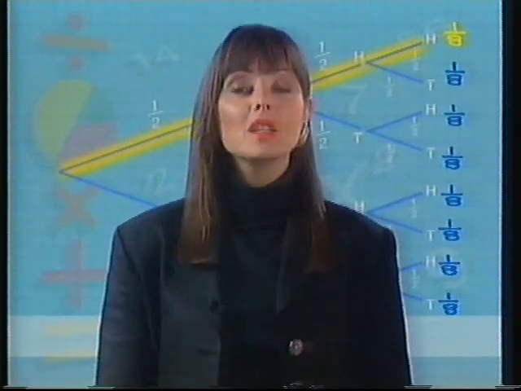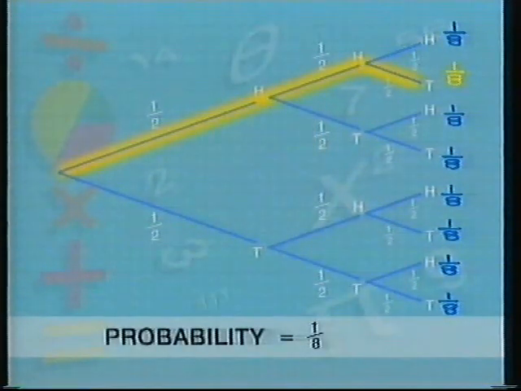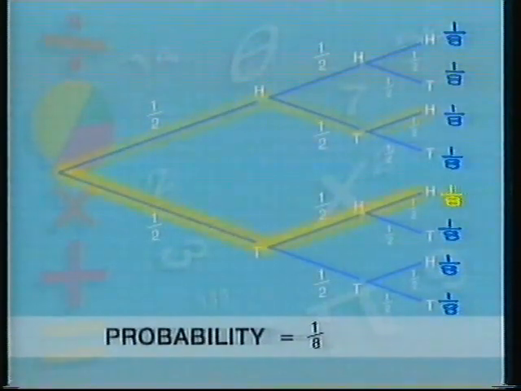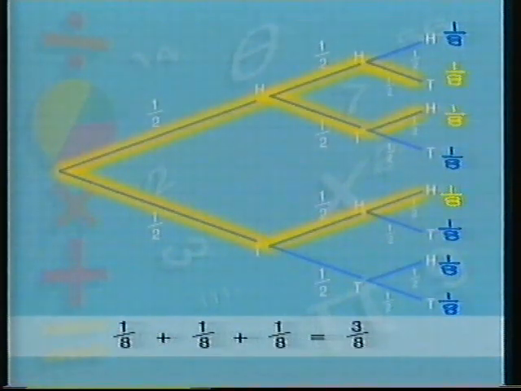What about something a little more complicated, say 2 heads and a tail, but in any order whatsoever? Well, here are the possible outcomes. There are 3 of them, each with a probability of 1/8. So the total probability is equal to 3/8.